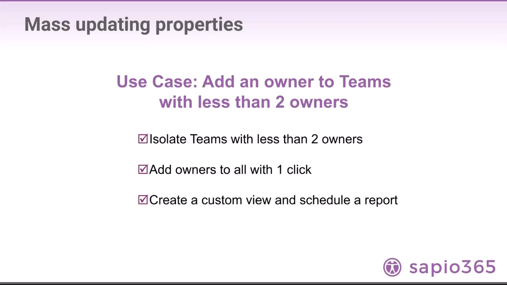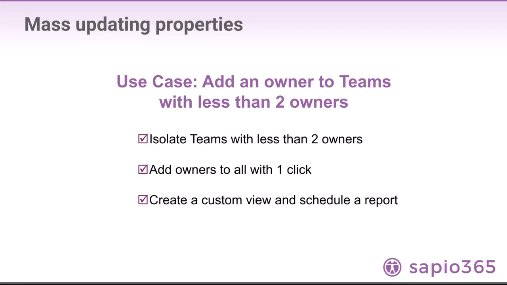Adding an owner to teams with less than 2 owners. And of course, the first thing is to find those users, the teams with less than 2 owners. And then how can we fix that in bulk? That's the key, the theme of our webinar, in bulk. And then finally, if you've done that, creating a custom view and scheduling a report.